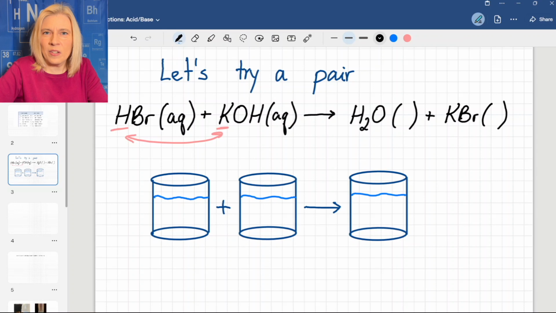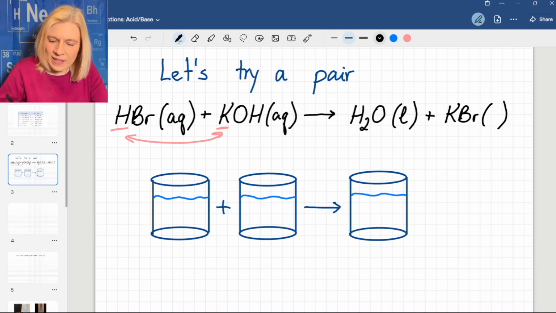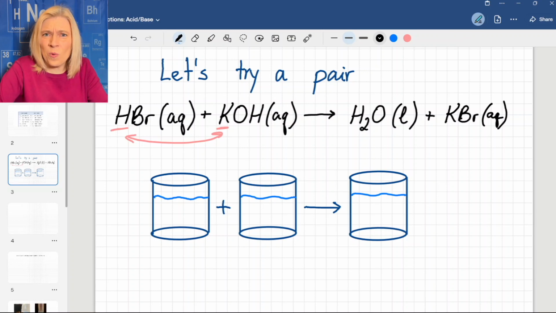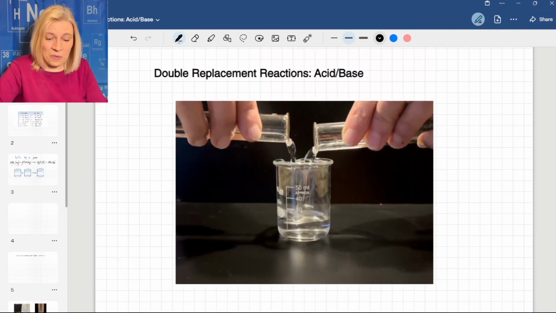What is the state of water? Is it solid, liquid, or gas? It's liquid. And based on our solubility rules, potassium bromide is soluble. So this is going to be aq. This is why it looks like nothing happened. We had substances dissolved in water, and they formed some new water. We couldn't distinguish the 2. So looking at acid mixing with base, to our eyes, it seems like nothing had happened.